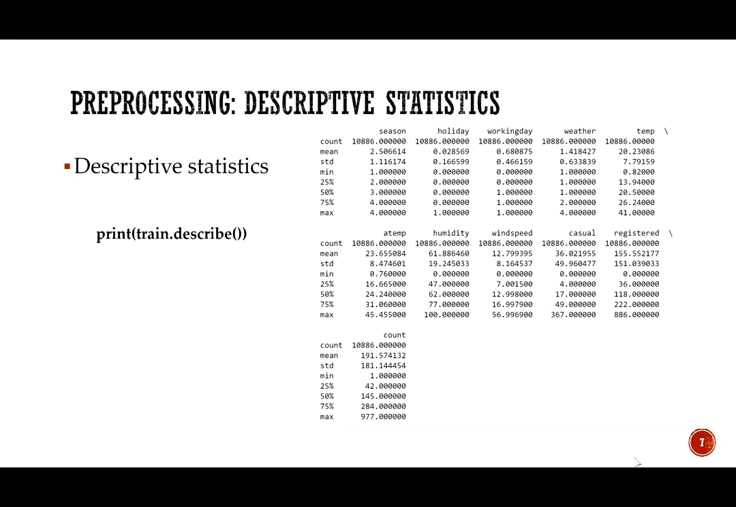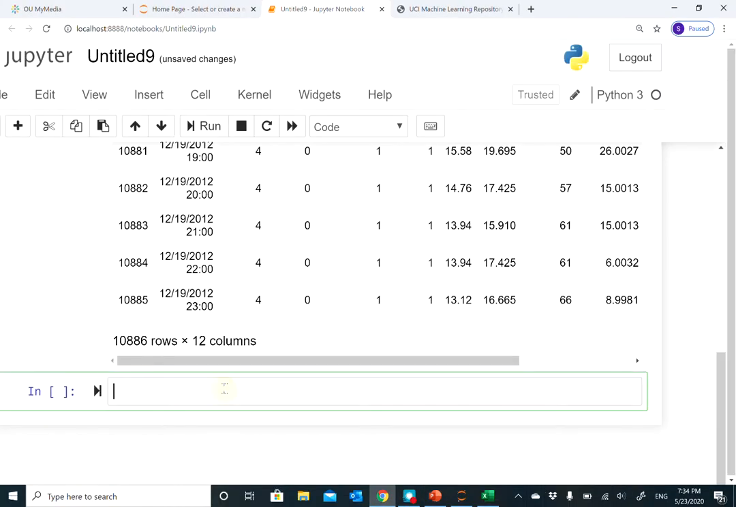Now we want to look at the descriptive statistic. As I mentioned before, this can be the very first step for data pre-processing because we can get an idea about the variables, the attributes in the data. And it's very simple. We apply the describe method, and then we can see the descriptive statistics for all columns in the data frame. Okay. So let's print train dot describe.